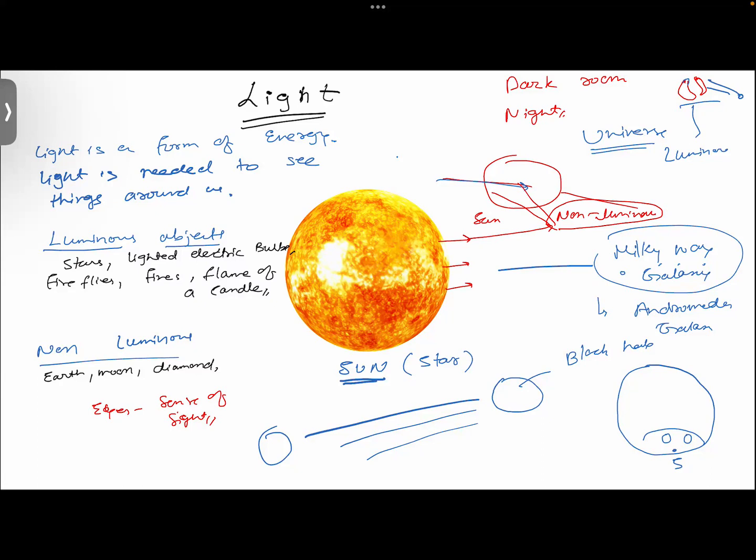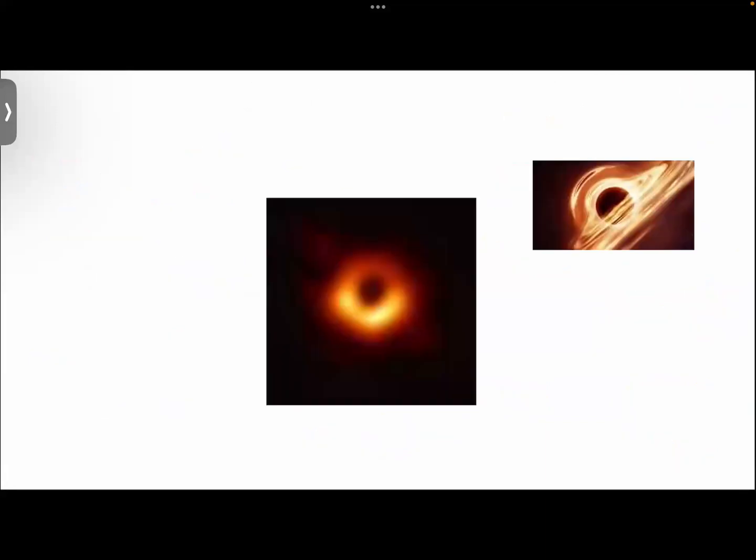Okay. Yes, sir. So we also talked about how objects are of two kinds: one that can emit its own light, and one that cannot emit its own light. They were luminous and non-luminous.